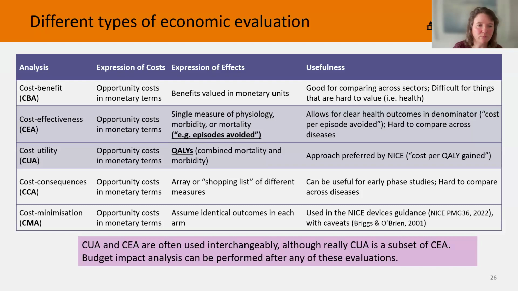But yes, those are the main types of economic evaluation. You'll see in the literature people saying cost effectiveness, and I say cost effectiveness when I mean cost utility. They're kind of interchangeable. Cost utility definitely means QALYs. Cost effectiveness could be either. And all of these analyses, you can follow up with a budget impact analysis, where you're looking at how many patients we are actually talking about here.